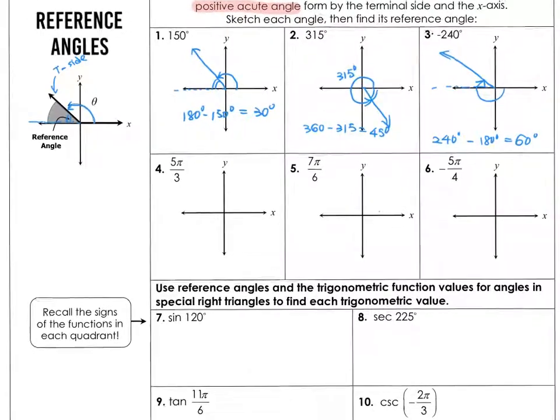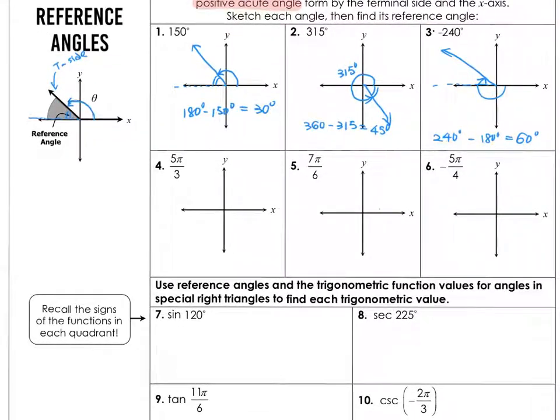Find the x-axis, then subtract: use the angle and subtract the x-axis degree measure. Okay. Radians work the same way. If it makes you comfortable, convert it to degrees. If you're comfortable operating in radians, go right ahead.